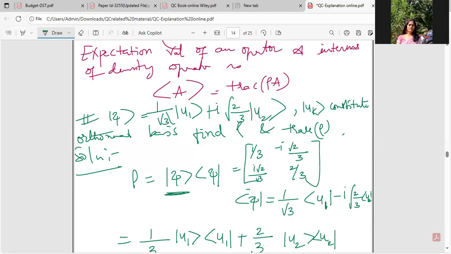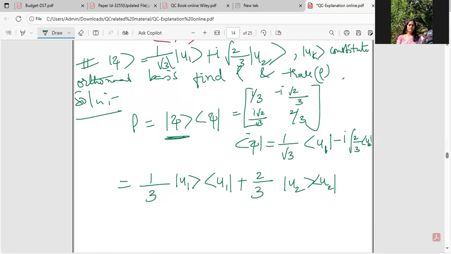Now, what's the trace? Trace is nothing but this, of course, just a second. I have taken this one into this one, into this one also I should take. Okay, those terms I have missed, because of which the matrix is looking weird. So 1 by root 3 into root 2 by 3 would be minus i root 2 by 3, u1 u2, inner product, outer product, I'm sorry.